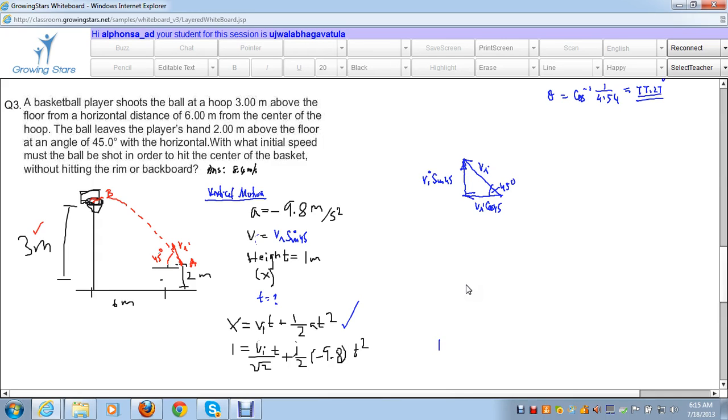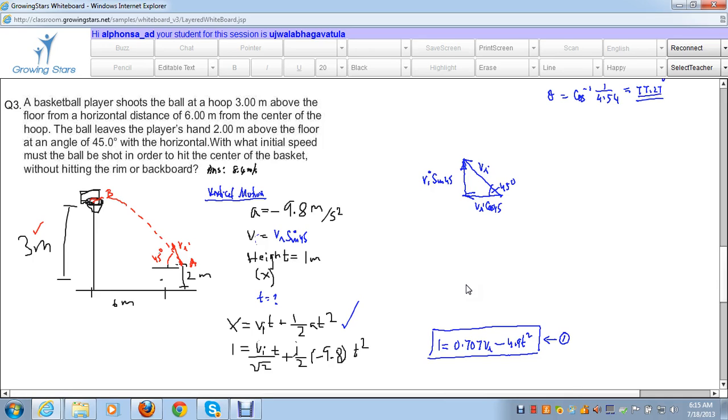So 1 is equal to 0.707 VI, am I right? Minus 4.9 T squared. Yeah. 1 over root 2 would be 0.707 VI minus 4.9 t squared will be there. That's one equation. Okay, now how do we proceed?